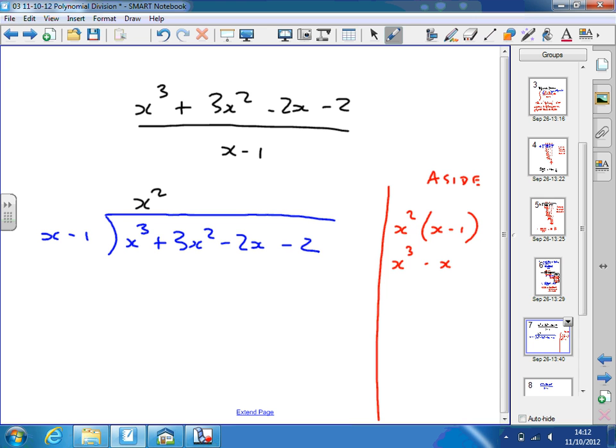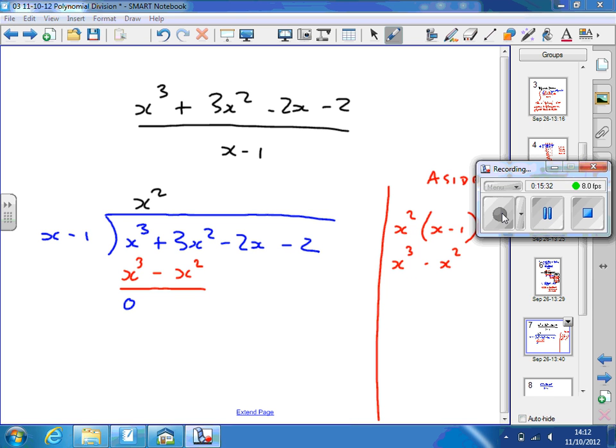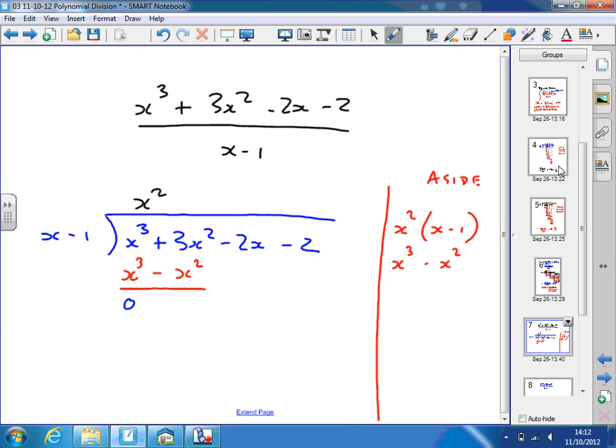Minus x squared. Yep. And so that's what goes underneath here, x cubed minus x squared. And then we work out the remainder. Now, watch this one. X cubed minus x cubed, gone. Okay, that must happen. If that doesn't happen, you've gone wrong. So x cubed minus x cubed gives you the 0.